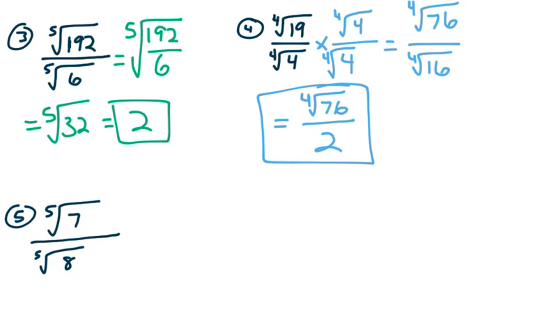Final example here, the fifth root of 7 over the fifth root of 8. Again, we don't have any perfect power factors, so we don't have to worry about that, but we do have this radical in the bottom. And once again, the idea is that we don't want any radicals in the bottom, or we want this to be a perfect, in this case, fifth power because we're working with fifth roots. So we don't always have to multiply by the fifth root of 8 over the fifth root of 8 because 8 times 8 is 64, and 64 is not a perfect fifth power. It's not a number that's got a good fifth root.